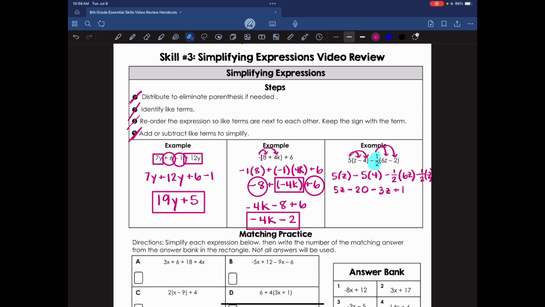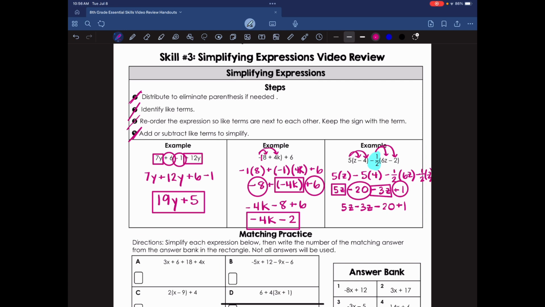So I'm going to get my shapes and box in my 5z with my negative 3z, and my negative 20 with my positive 1. Those are my like terms. Now we can reorder for that third step. So I've got 5z minus 3z, and I've got negative 20 plus 1. And for our final step, we're going to add and subtract those like terms.